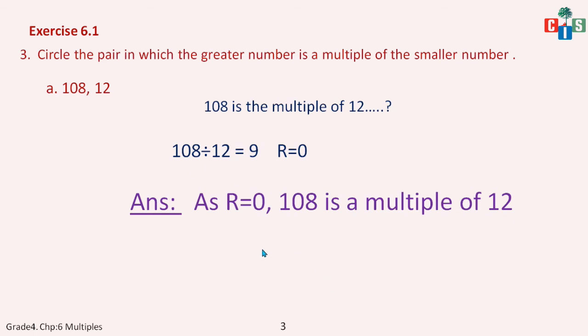So don't forget to circle the pair. This is the pair in which one is a multiple of the other. The bigger number is a multiple of the smaller number, so I will circle that. The rest of the questions you have to solve on your own. I am solving more examples.